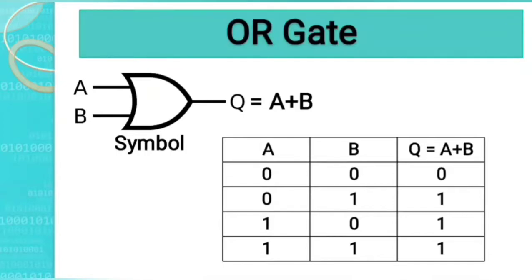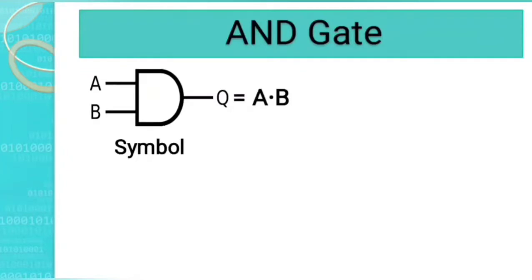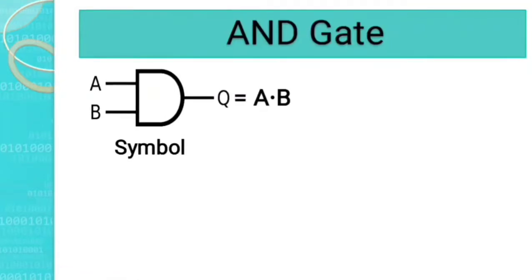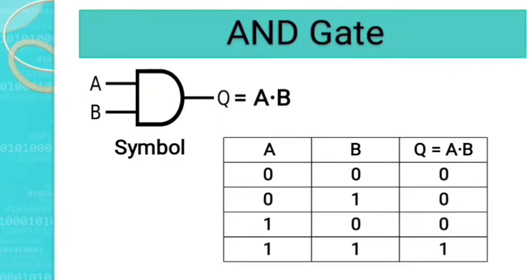Next gate is AND gate. AND gate performs logical multiplication which is known as AND function. Here A and B are inputs and Q equals A dot B is output. This is symbol of AND gate. Output of AND gate is high only when all inputs are high. If any input is low, output is low. This is truth table of AND gate.